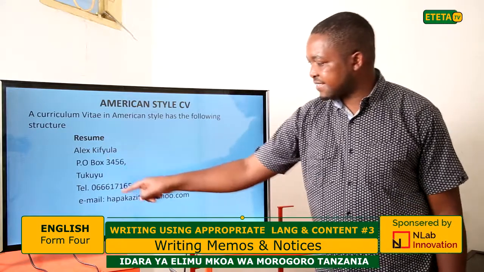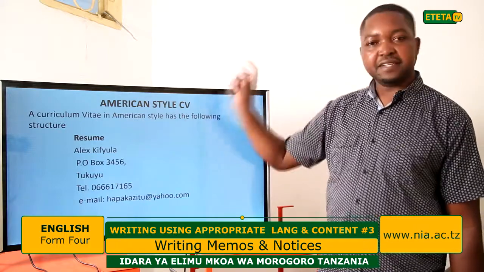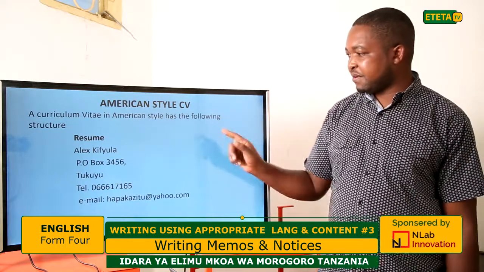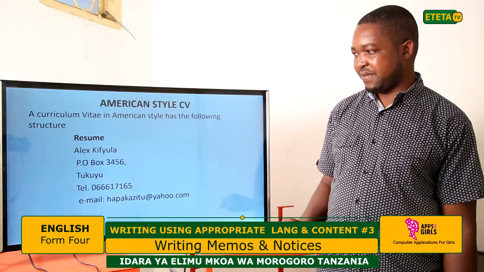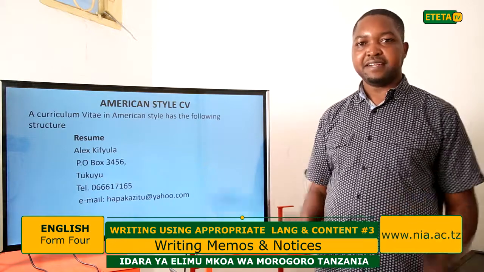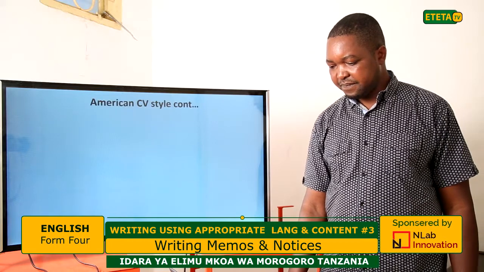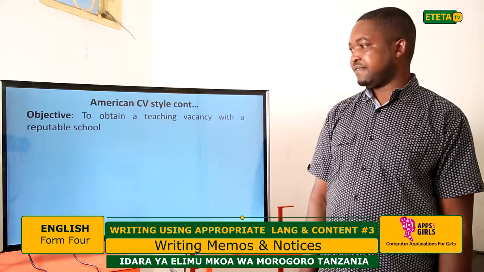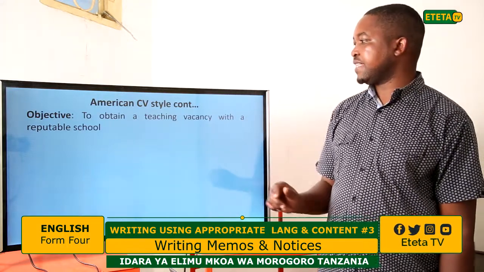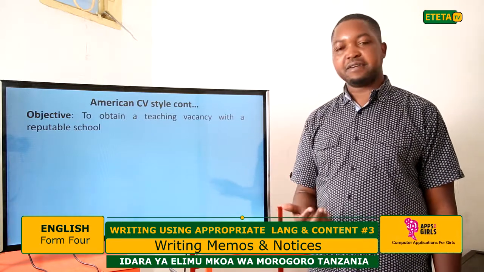We have the address, as you can see on the screen. It is written at the top: Alex Kifula, P.O. Box 3456 Tukuyu. This is the contact, and we have the telephone number indicated as well as the email. That should be found at the top. And then we have the objective, the second part of the American curriculum vitae style. We have the objective, like here, to obtain a teaching vacancy with a reputable school.